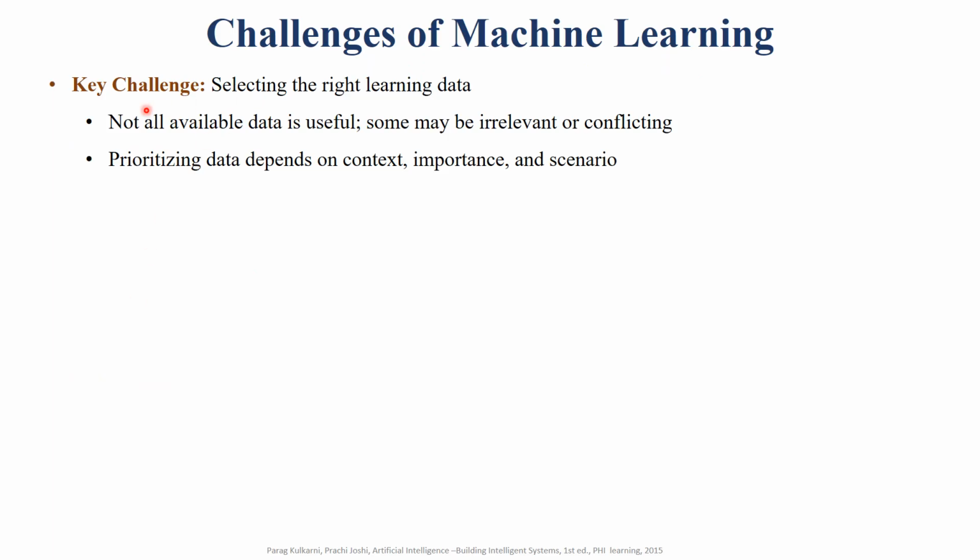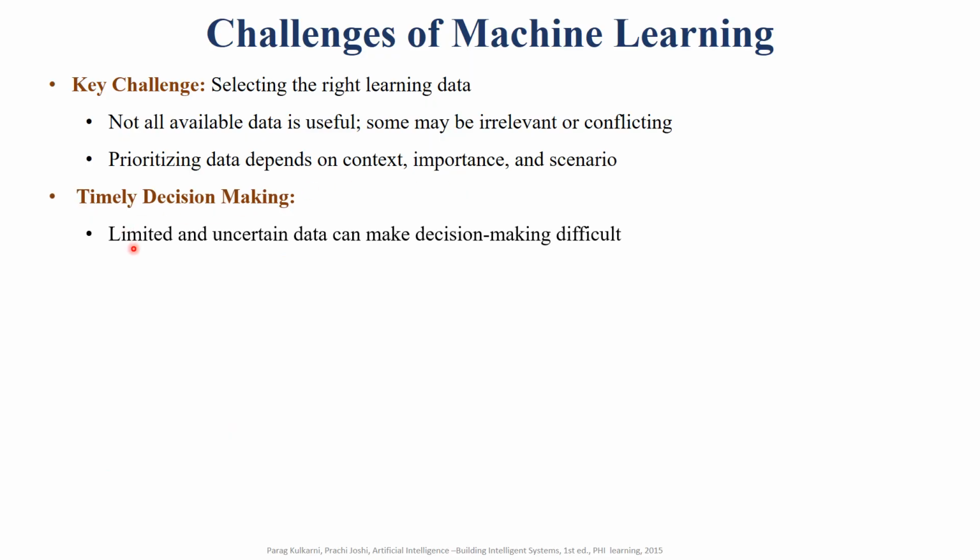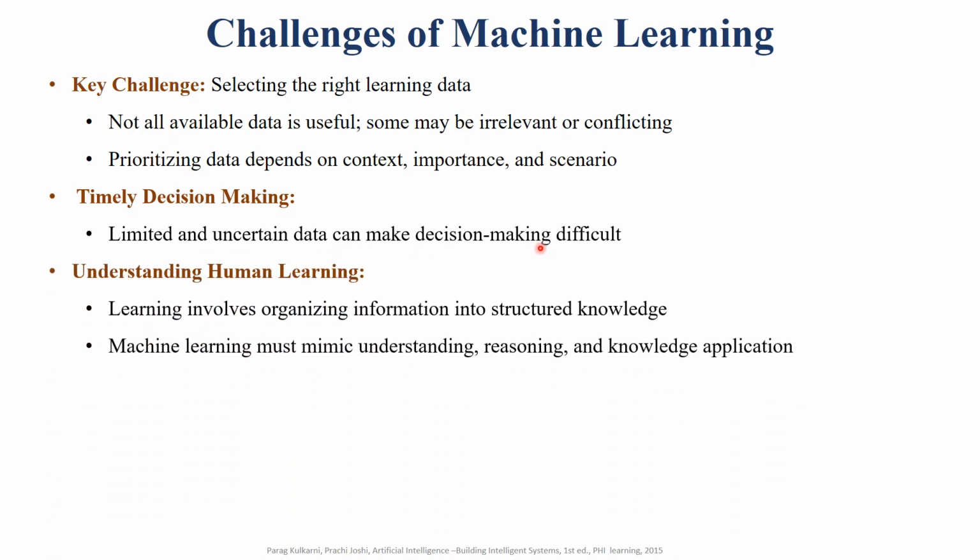Challenges of ML. The key challenge is to select the right learning data. All the data is not useful. Some may be irrelevant or some may be conflicting. So there has to be prioritizing, which depends on the context, the importance, and the scenario. Limited and uncertain data can make decision making difficult. So we need learning that involves organizing the information into structured knowledge. ML must mimic understanding, reasoning, and knowledge application.